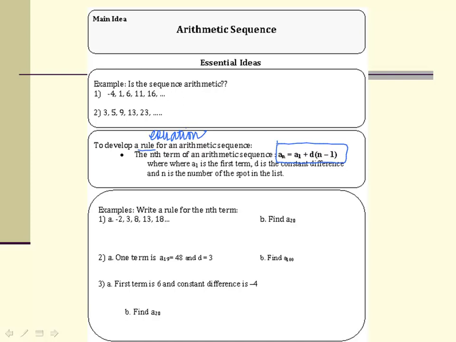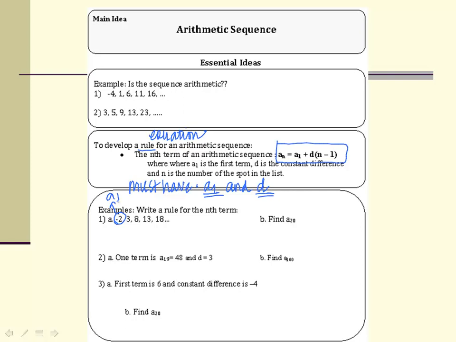Okay, so in order to write this equation, I must have my first term and my difference. These are must-haves in order to write an equation. All right, so here we go. If you look at this first example, I can look at the first number and say this is my first term. Okay? And then I want to look at the next thing and say, okay, what is my difference?